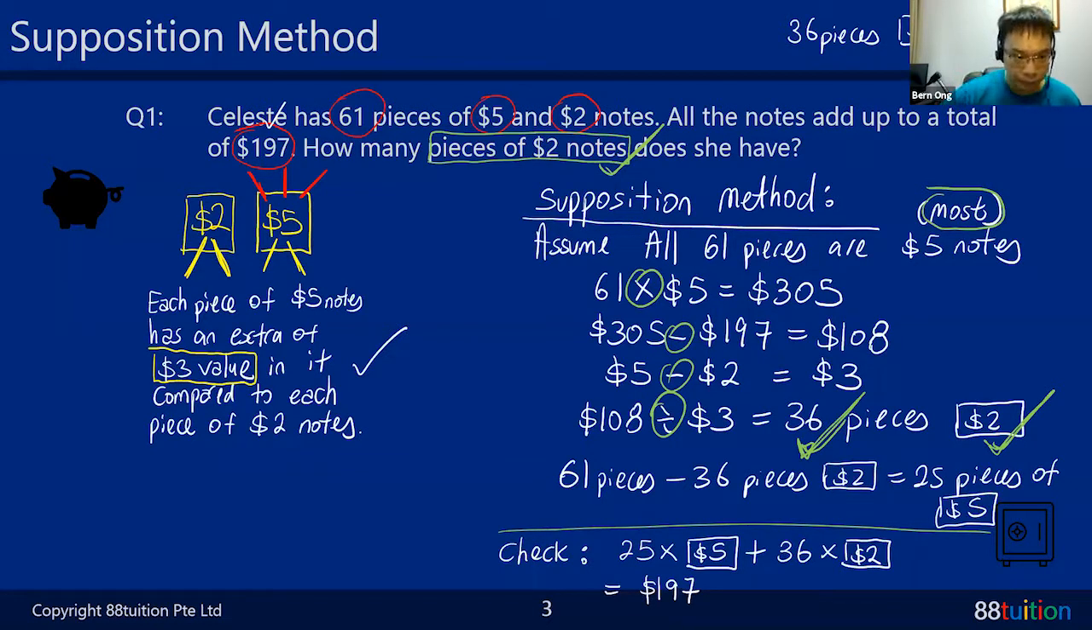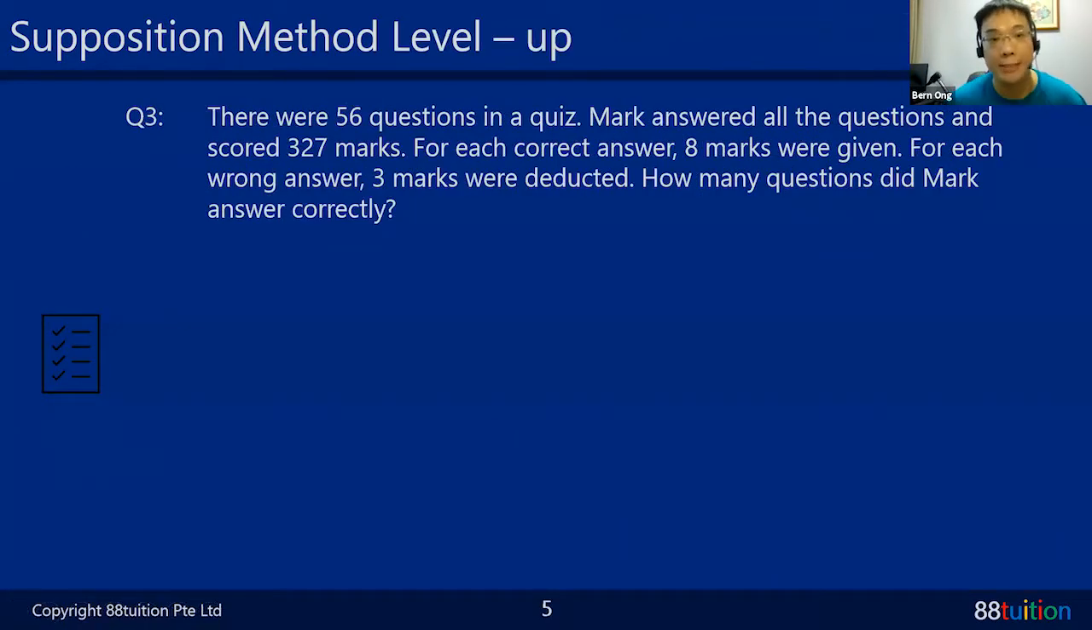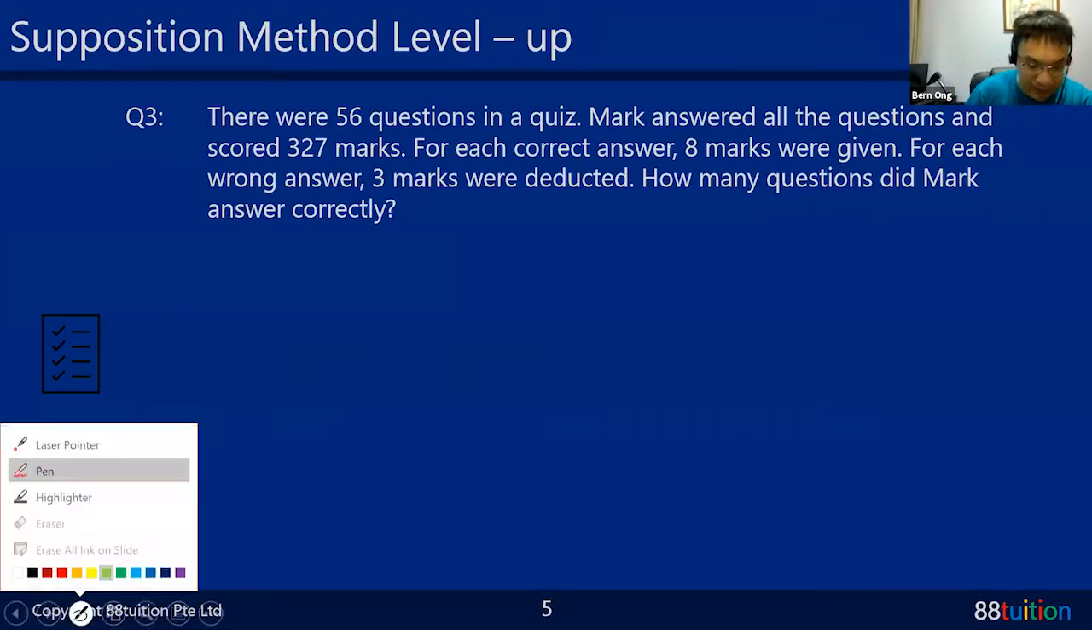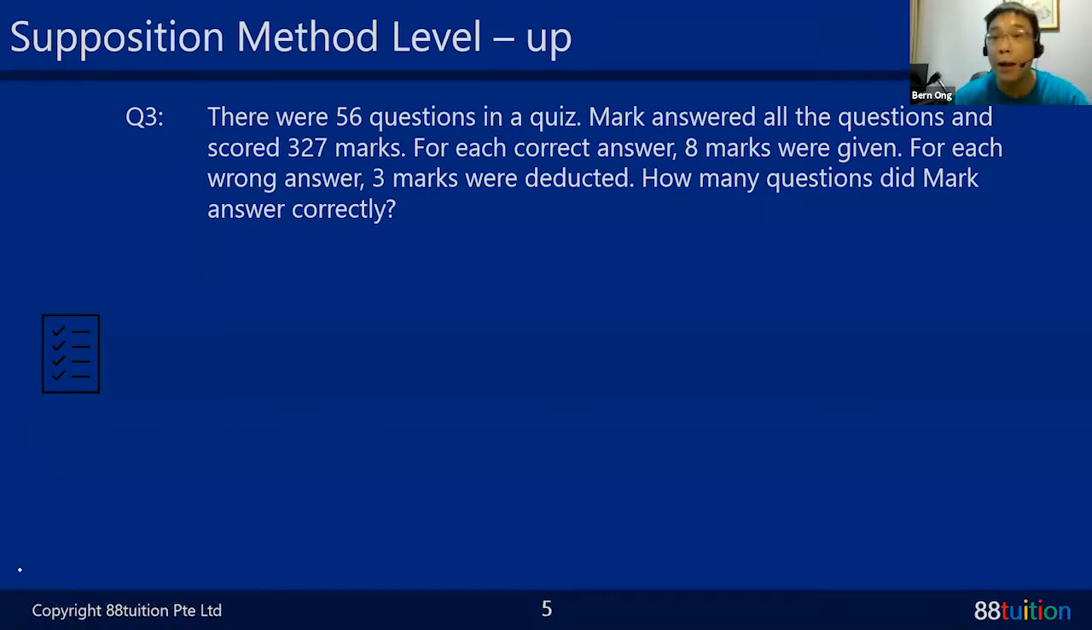All right, so let's go on to something called what? Supposition level up. Okay, I need to move ahead already. This one is a little bit more challenging. How come? Because it's called level up lah. So down here the story says, is it a supposition question? Yes. How come? You have the total. Total means you got 56 questions. The question also gives you the total marks. This one a little bit challenging.